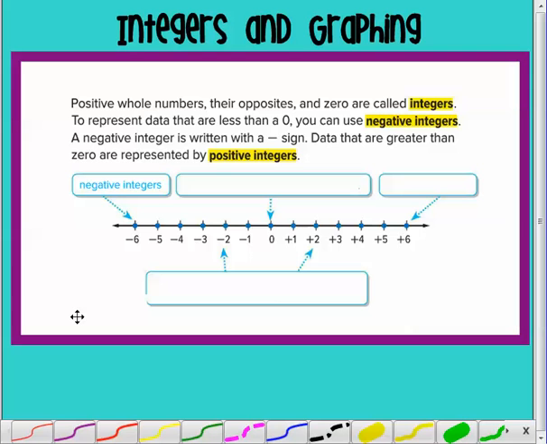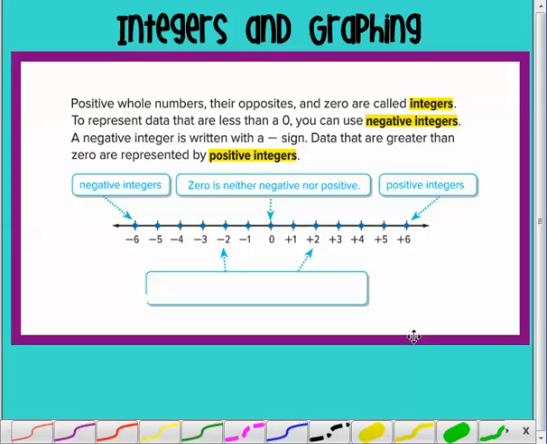So on a number line, you'll see that we have negative integers that are always to the left of 0. Positive integers are always to the right. And 0 is included as an integer, but it is considered neither positive nor negative.